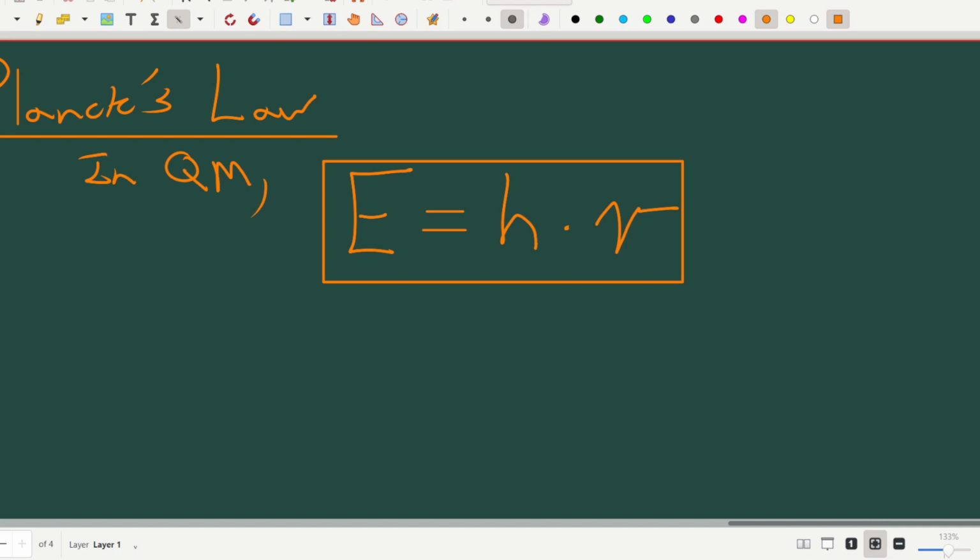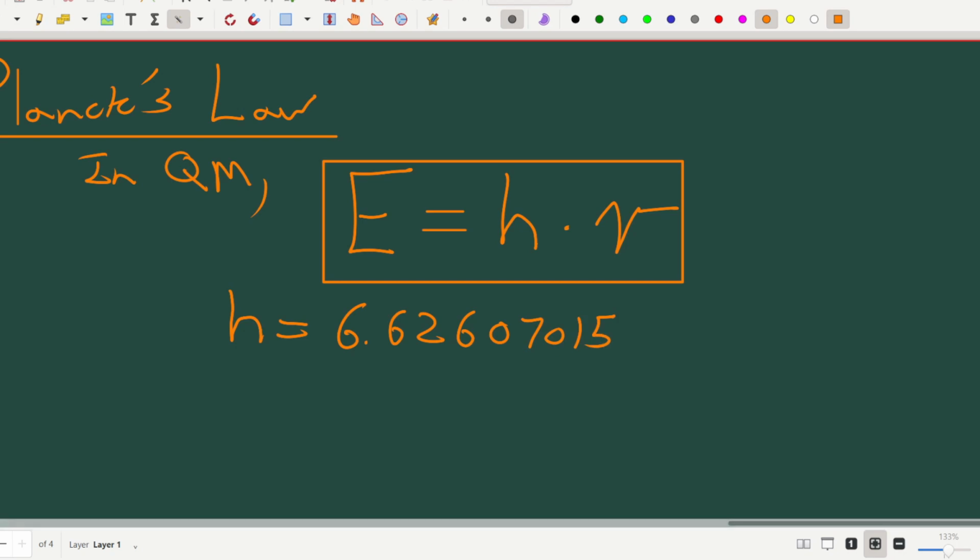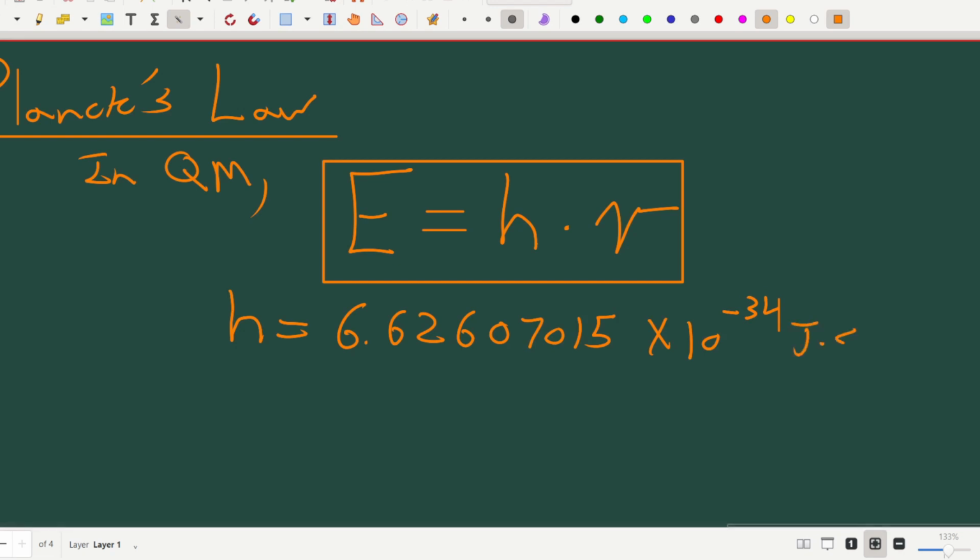Now, what is the value of h? Well, h is defined exactly now in the SI units, so it doesn't have an uncertainty. So I'm going to write the whole thing down for you. We won't have to use all these values. But it is a very, very small number. So it's 6.626 times 10 to the minus 34 joule seconds. Right? It's a good number to write down because we'll use it all the time.